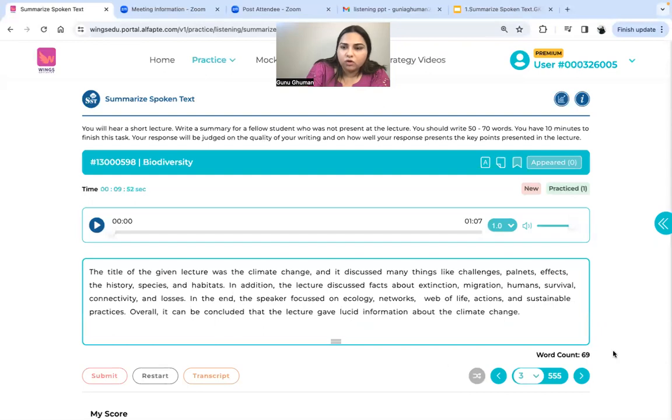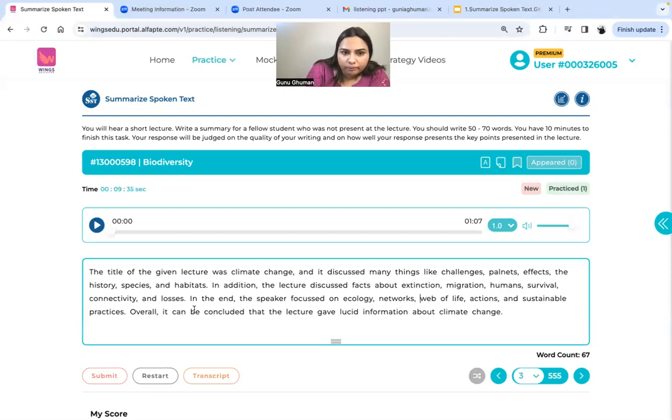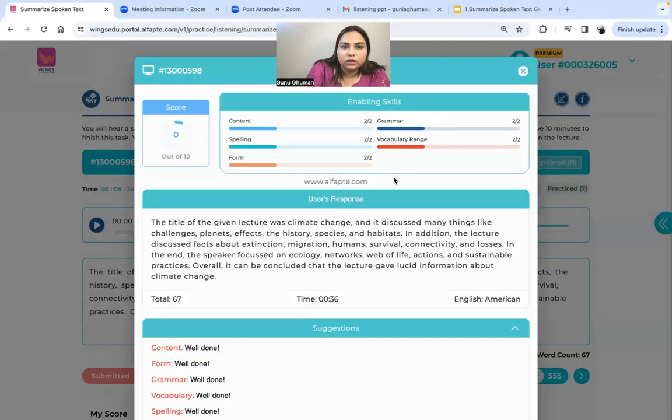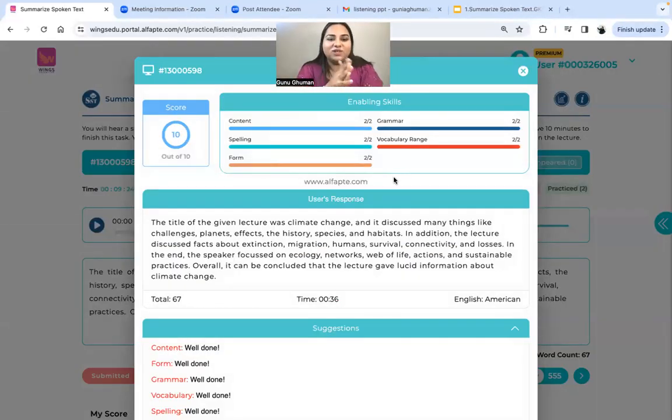Okay. So we've got 69 words. Let's remove the was climate change. Climate change. Oh, there's extra space. It's one more mistake. Planets. Planets. Planets. Okay. Very good. Let's see. And now, ooh, 10 on 10.